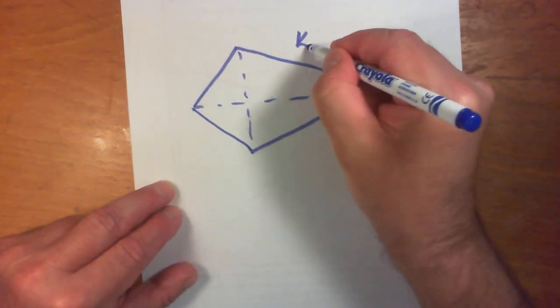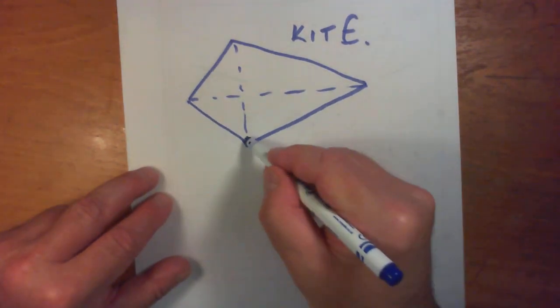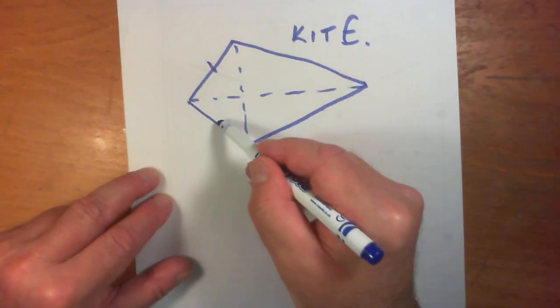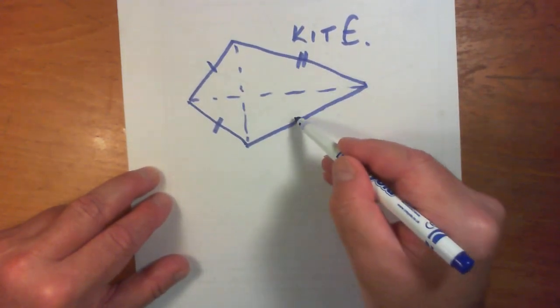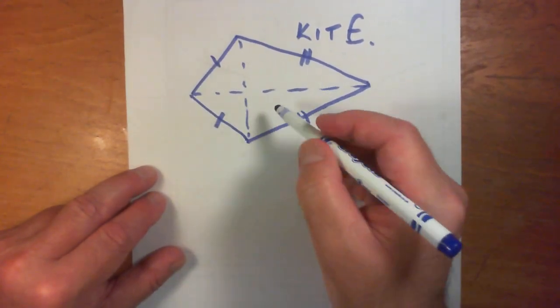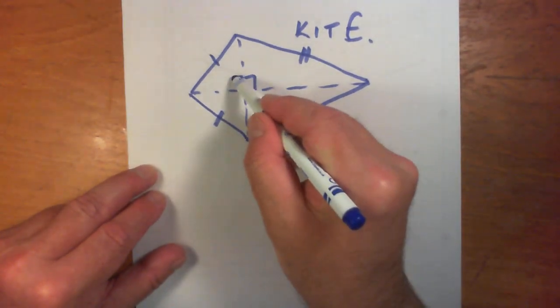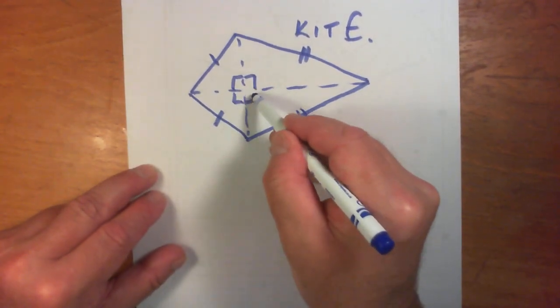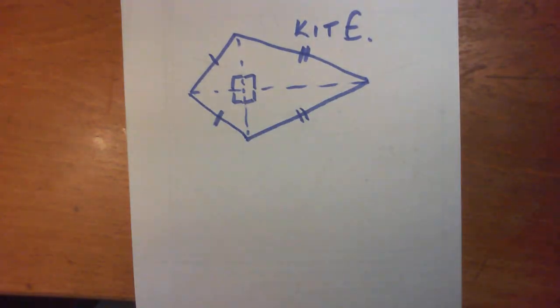Now this is a kite, okay. And a kite has a property: the two adjacent sides are equal. Those two sides are equal in length, and those two sides are equal in length. But also the diagonals cross at right angles. That's the definition of a kite.